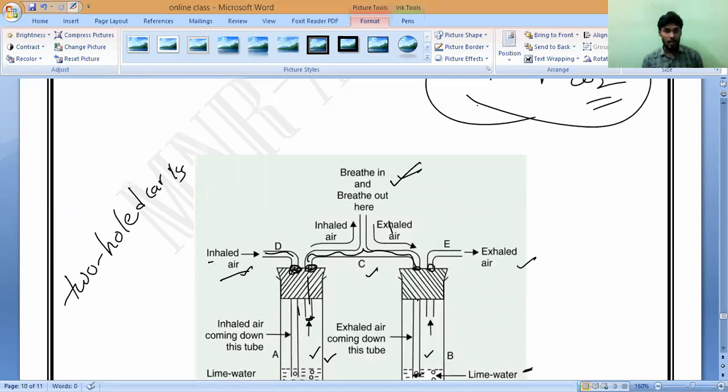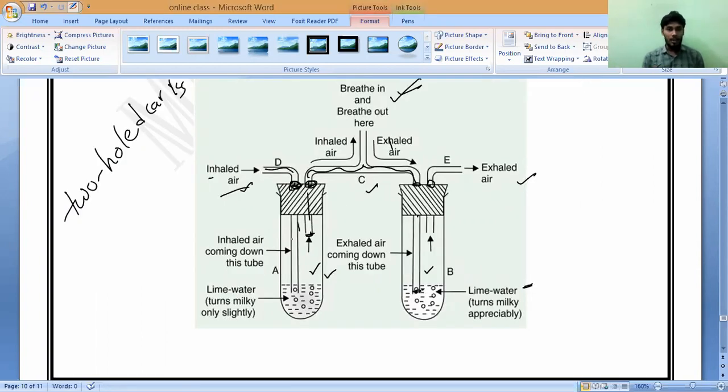So when we breathe out, what is the name of this process? I will tell you, just wait. When we are breathing in and breathing out, the air will be entering so that the oxygen goes inside, because it is oxygen-rich air. The inhaled air, the fresh air, enters the glass tube D and passes through the lime water present in tube A. You can see the inhaled air coming in this tube, entering glass tube A. This is when we are inhaling, breathing in.